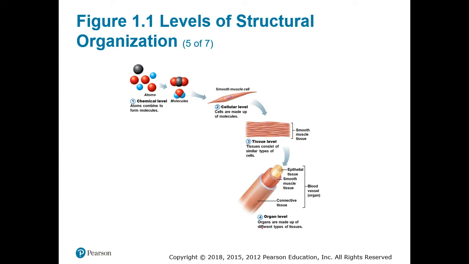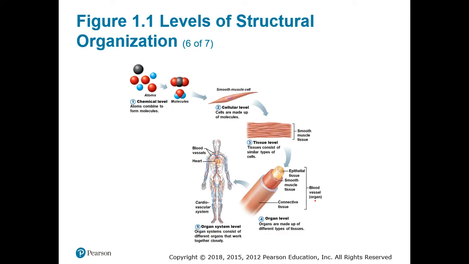These different types of tissues come together and work together to make up something known as an organ. So smooth muscle tissue can come together with epithelial tissue and connective tissue to form a blood vessel.